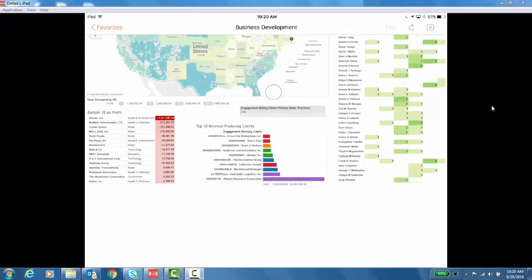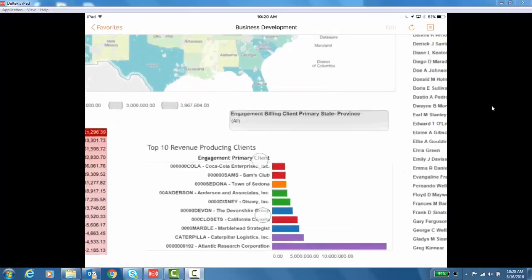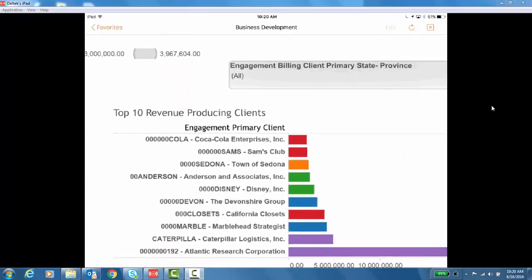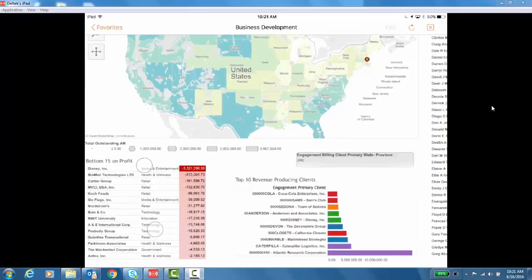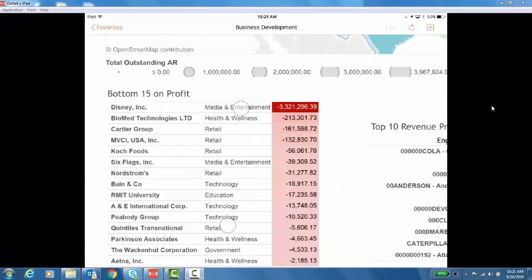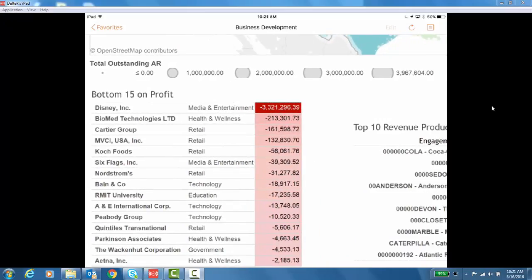Just below that, as we look at some of the top 10 information, well, this is actually telling you what firms produce the best for you. So it goes from worst to best. So at the very bottom, Atlantic Research Corporation is your best client. They produce the most revenue for you. Where if you want to look at it maybe from an inverse relationship or really on the other side of the coin, well, show me the bottom 15 clients we have from a profitability perspective.